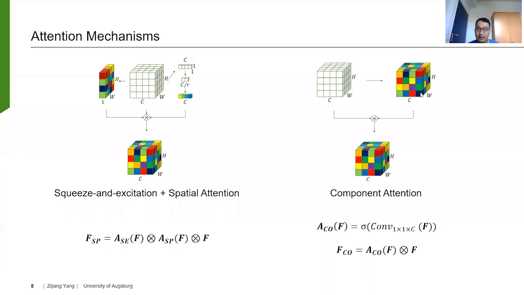The last attention mechanism is component attention. We use a convolutional layer to extract the component descriptor from the input vector, and we multiply these two together to get the output of the component attention. For the convolutional layer, its filter has a size of 1 times 1, and the number of output channels is C.